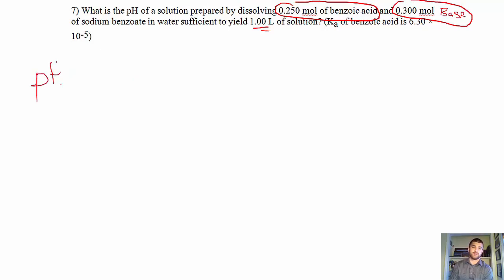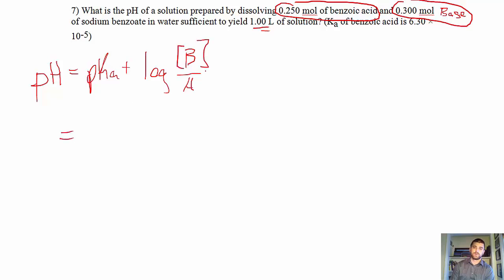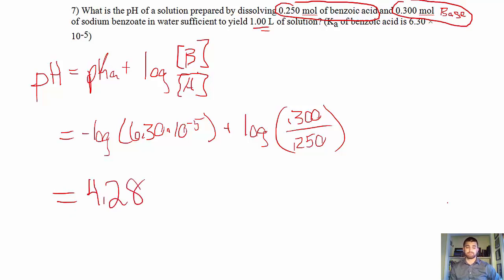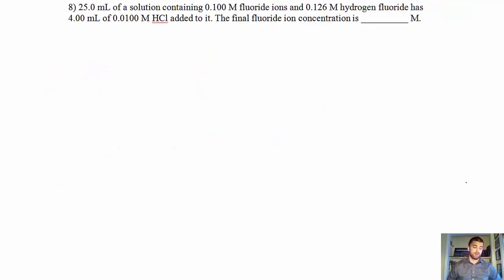So again, pH equals pKa plus log of the base over the acid. So start plugging stuff in. Negative log of the Ka, which is 6.30 times 10 to the minus 5, plus the log of the base, which was 0.300 all over the acid of 0.250. And I plug that into my handy dandy calculator, and I get 4.28. That's it, right? All right, one more.